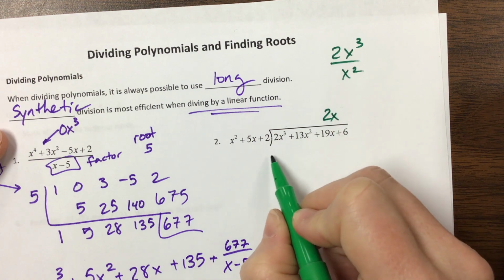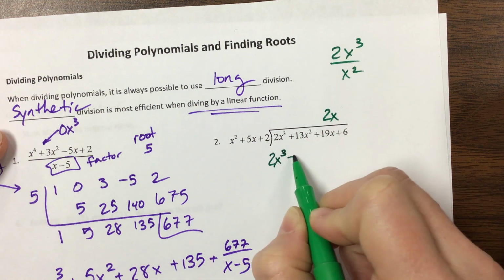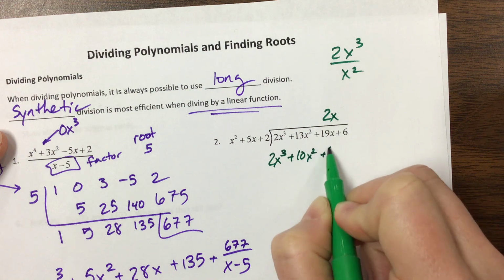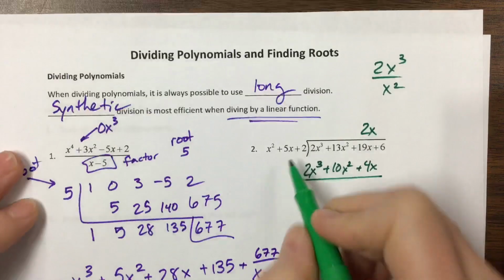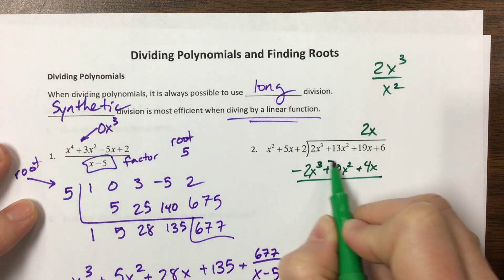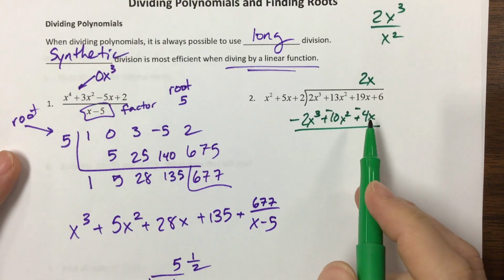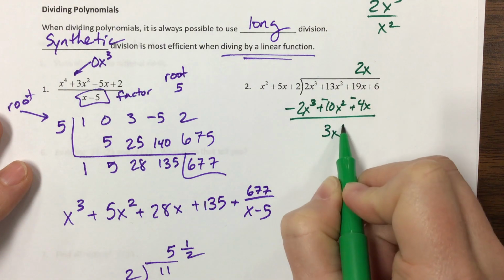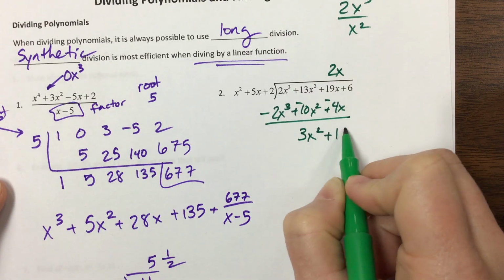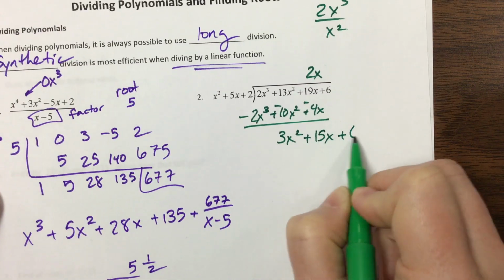When I distribute back, I get 2x cubed plus 10x squared plus 4x. And now, just like we subtracted here, we're going to subtract here. Make it negative, make it negative, make it negative. Don't forget to distribute through. The x cubed term is gone. We now have 3x squared plus 15x plus 6.